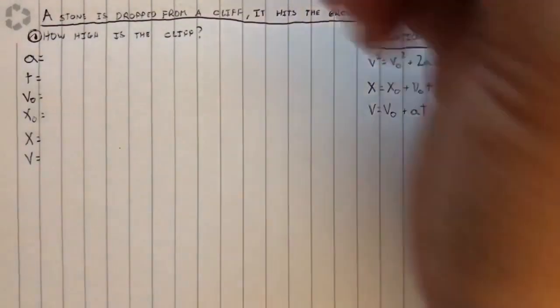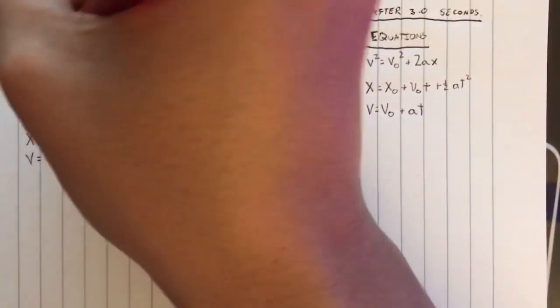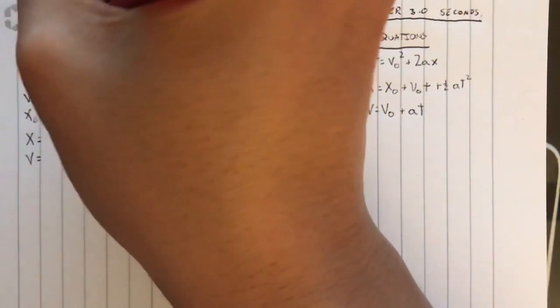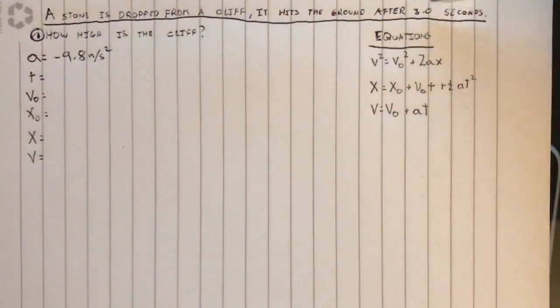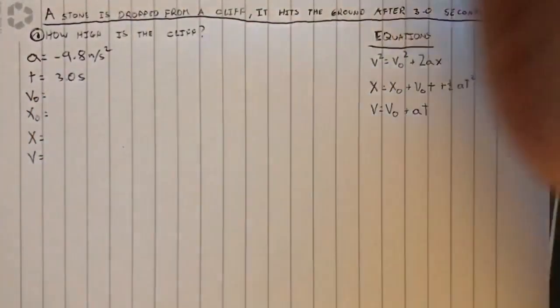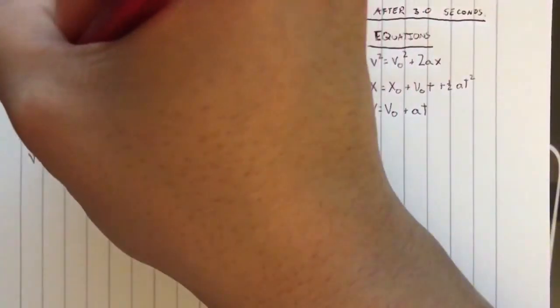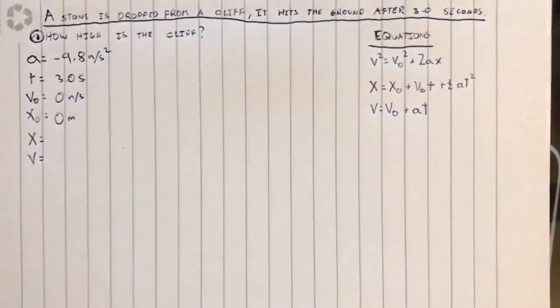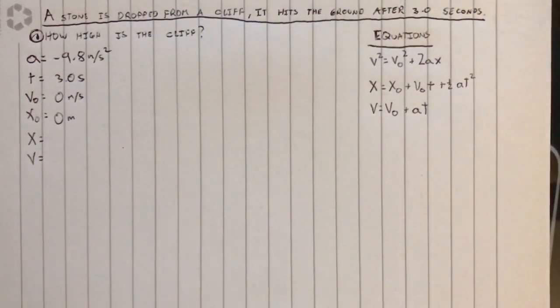Okay, so let's write down some of our variables. The stone is falling due to gravity, so the acceleration is negative 9.8 meters per second squared. Our time, it says that it hit the ground after 3.0 seconds. Since it's being dropped, our initial velocity is 0. We're going to assume the top of the cliff is at 0 meters, and we want to find out x, which is how high is the cliff.